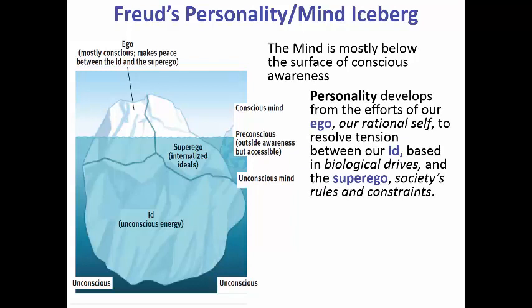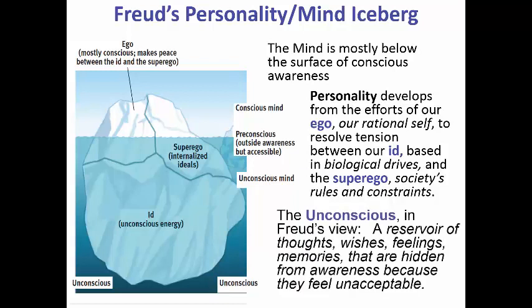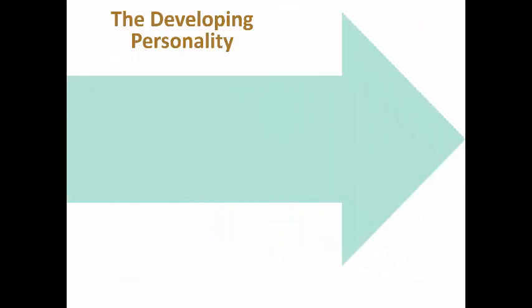So personality develops from the efforts of our ego, which is our rational self, to resolve tensions between the id, which is based on biological drives like sex, desire for food, etc., and the superego, which is like our morality or the society's rules and constraints. So according to Freud, the unconscious is a reservoir of thoughts, wishes, feelings, memories that are hidden far away because they feel unacceptable. So these are our desires to fornicate, our desires to engage in violent behavior, things that are very distinct from who we actually are, but we do have a lot of these desires according to Freud.